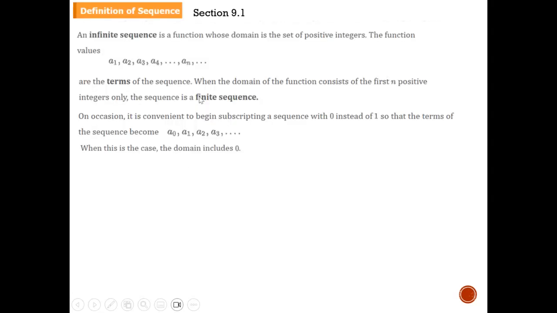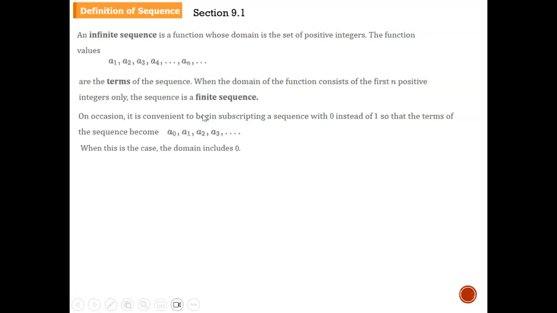This is the definition of a sequence. An infinite sequence is a function whose domain is the set of positive integers. The function values a1 through an, and it continues, are the terms of the sequence. That means it's infinite. When the domain of the function consists of only the first n positive integers, the sequence is a finite sequence.